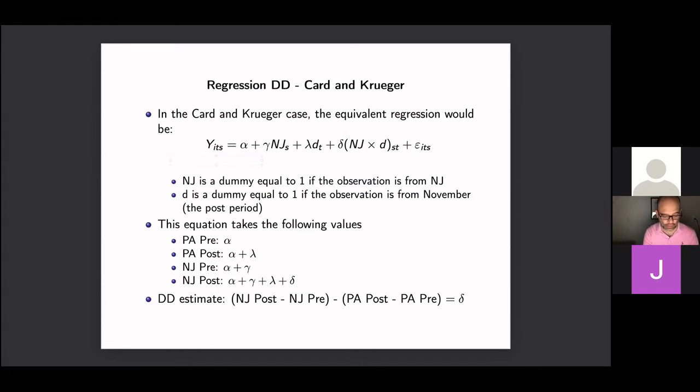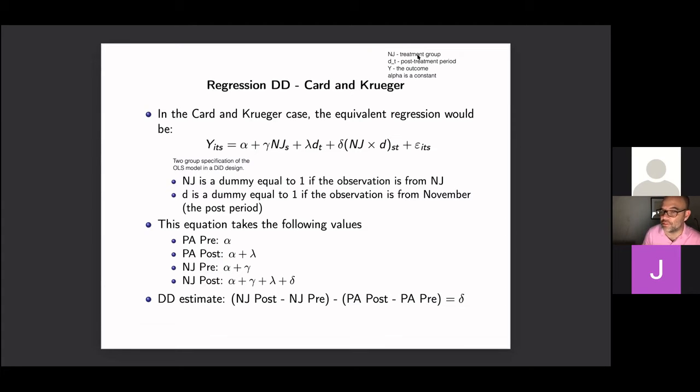So this is the 2-group specification of the OLS model in a DID design. You've got your outcome, alpha, gamma, dummy. So we're going to have here NJ, the treatment group, D, DT, the post-treatment period, and Y is the outcome. Alpha is a constant. So that's all that it is.